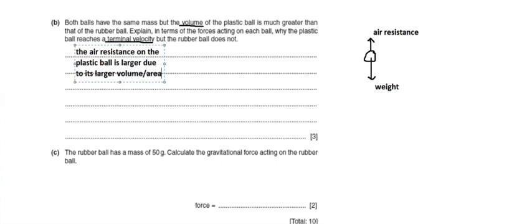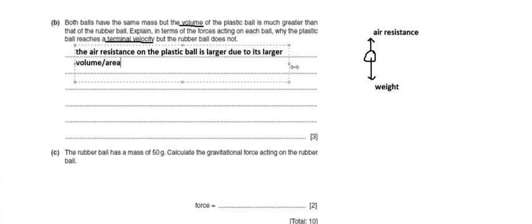If the volume is more, you can see the area will also be more. So for the large volume or surface area, the air resistance for the plastic ball will be more. But for the rubber ball, it will be smaller, and because of the smaller air resistance, it is not enough to balance the weight. But for the plastic ball, that air resistance will be enough to balance the weight. And when it is equal and opposite to the weight, only then can we get the terminal velocity.